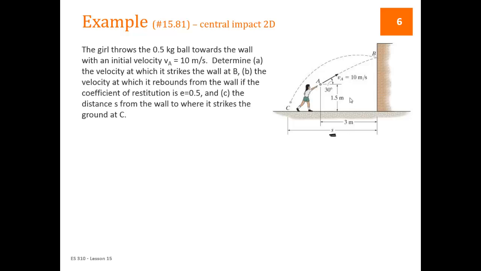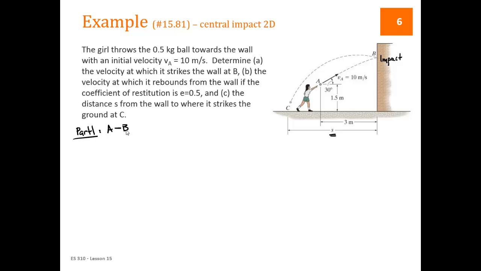So there are three parts to this problem. We've got projectile motion as the ball goes from A to B. We've got coefficient of restitution and conservation of momentum at B for the impact. So the impact is happening up here. And then we have projectile motion again from B to C to find S. So let's take a look at this in the three parts. Part 1 is our projectile motion from A to B.